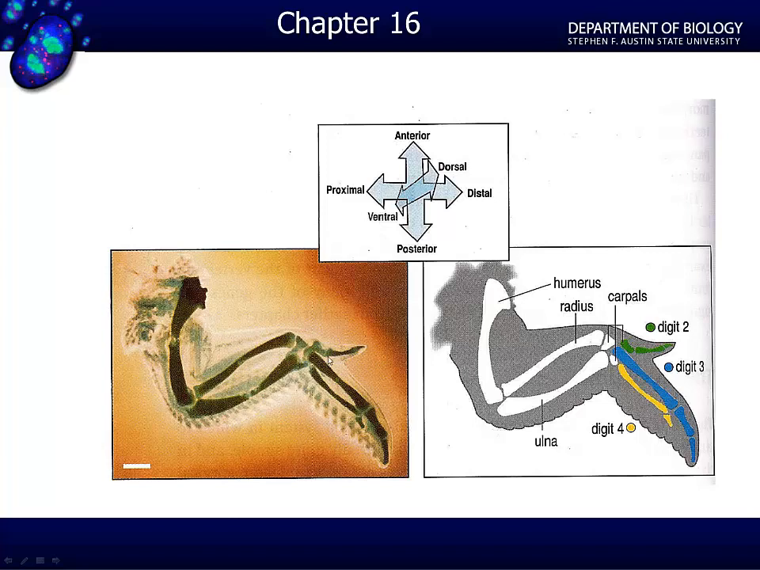And when we look at a chick limb, especially the wing, we have digit number 2, digit number 3, and digit number 4. And this is the pattern, the normal pattern that we're going to be working with and manipulating to understand these different chemical and molecular signals to help shape pattern.